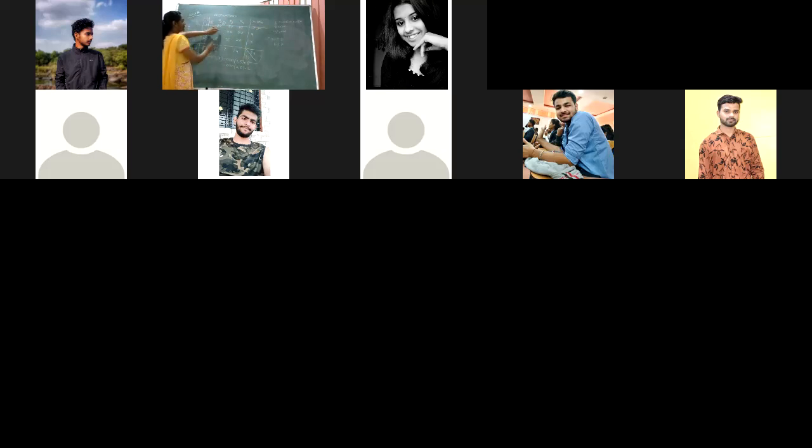Again, left hand side upper corner is S2 D2. S2 D2. The formula remains the same. Minimum of supply comma demand. Here, minimum of 9 comma 6.